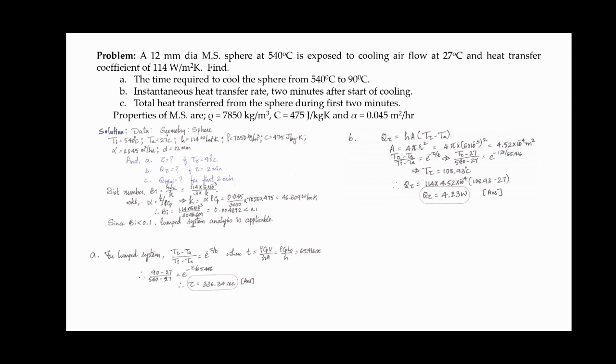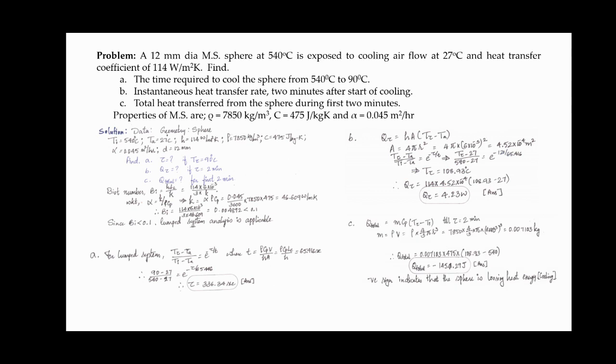I'll use T tau minus Ta divided by Ti minus Ta is equal to e to the power of minus tau by T, and I'll substitute all the values except T tau, and I'll get a value of T tau as 108.93 degrees Celsius. Now I'll substitute the value of area as well as T tau in the above equation. I'll get Q tau as 4.23 watts.